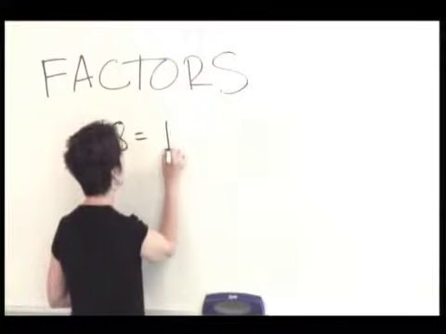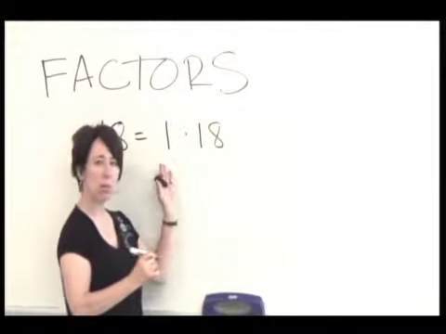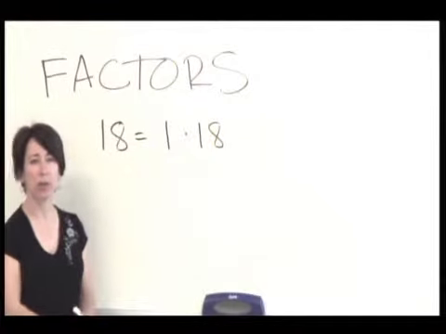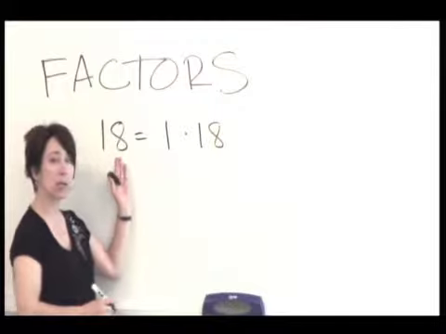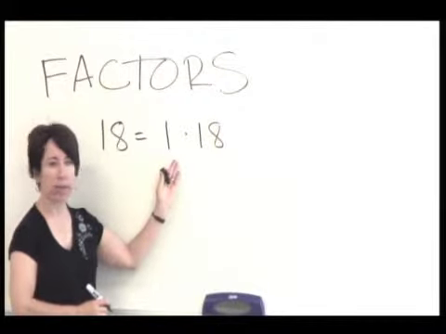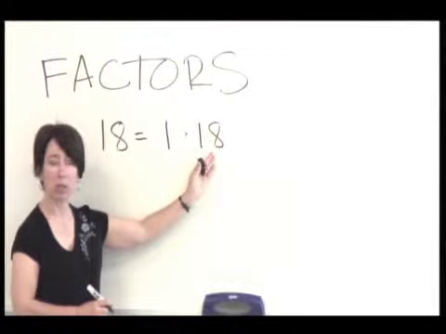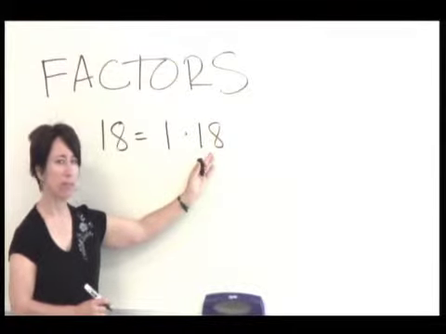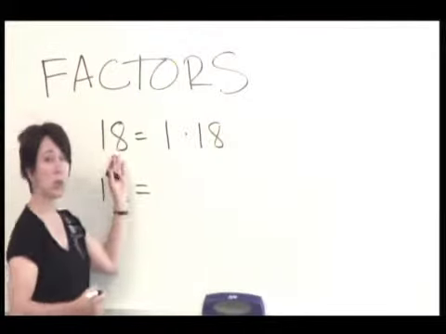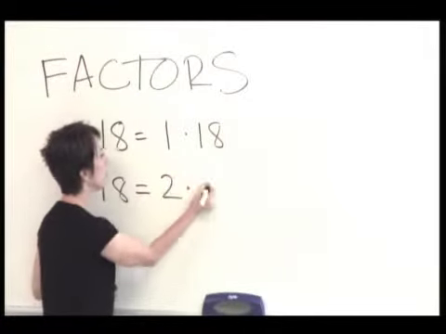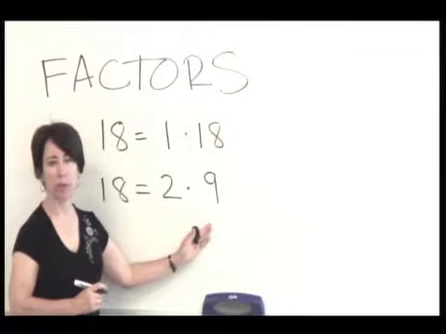Well, 1 times 18, 1 and 18 are factors. And all numbers are going to have themselves and 1 as a factor, because 1 times any number is the number back itself. Let's look at some other factors. 2 goes into 18 9 times. So 2 and 9 are factors of 18.